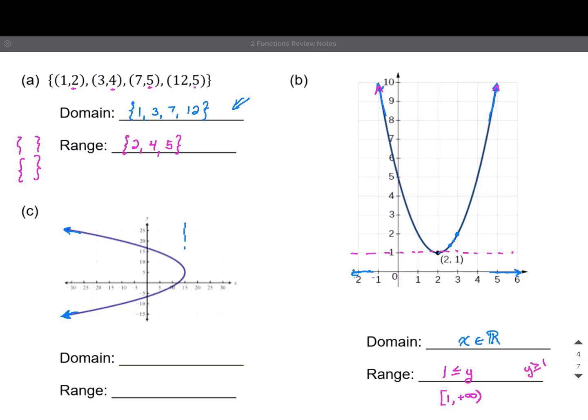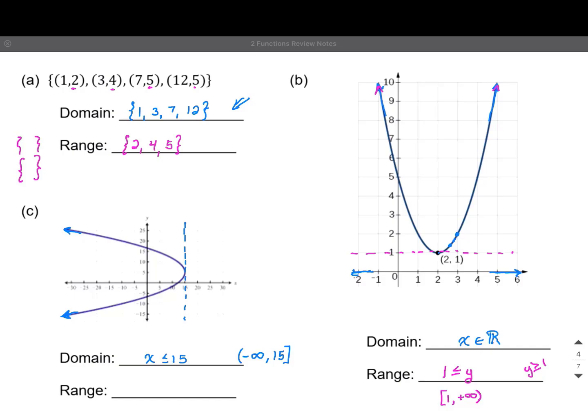But it does stop going at the right. So I don't have a how far left, but I do have x is less than or equal to 15. That is my domain. You could also write that in interval notation, a non-inclusive negative infinity to an inclusive 15, whichever way you prefer.